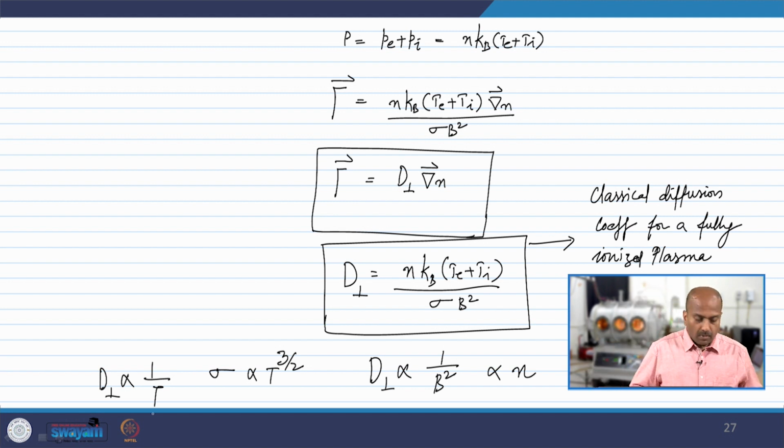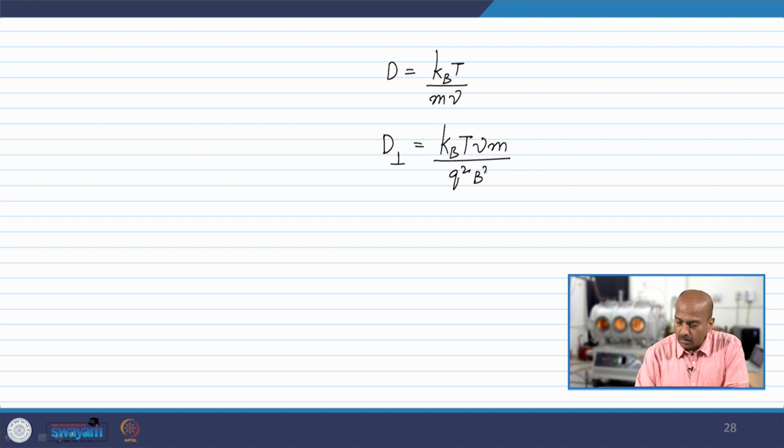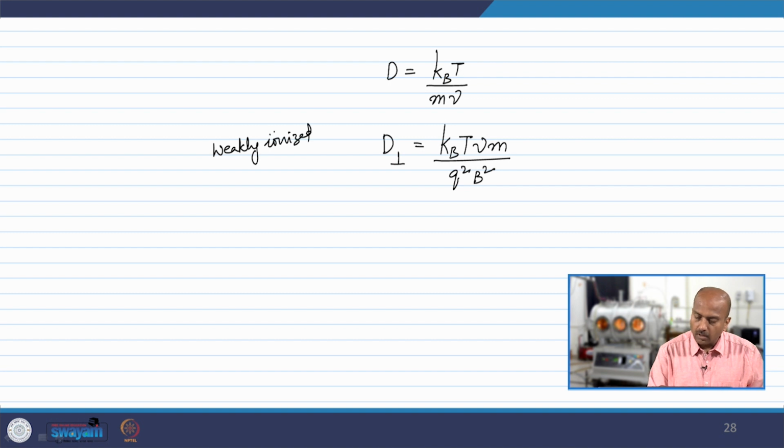Okay. Now, let us write the three diffusion coefficients that we have derived throughout the discussion. One, the diffusion coefficient that we know since the beginning is kB T by m nu, where nu is the collisional frequency, right. And D perpendicular in the presence of magnetic field is written as kB T nu m divided by q square B square. This is for weakly ionized plasma with collisions.